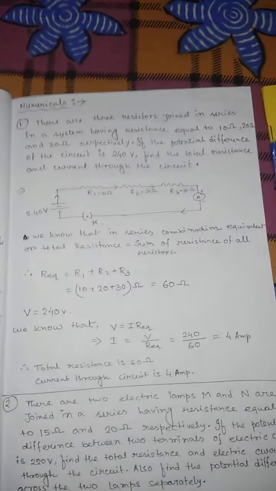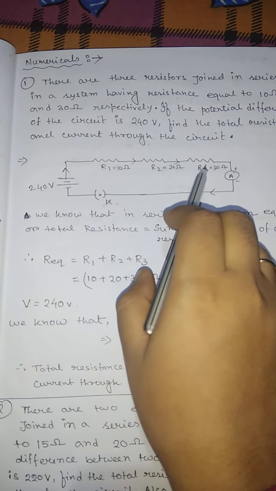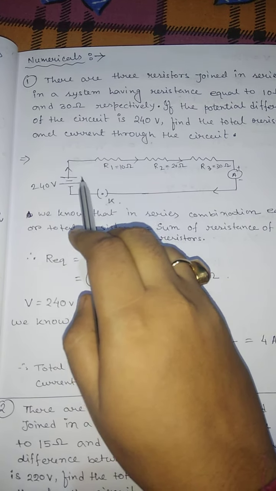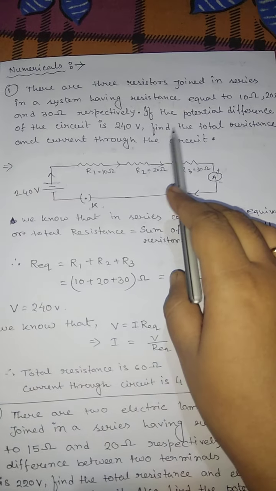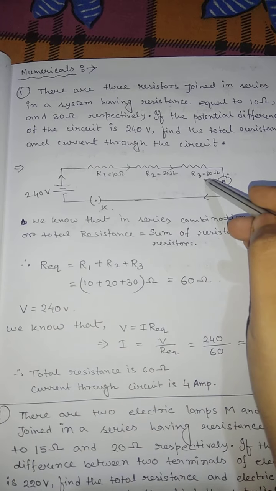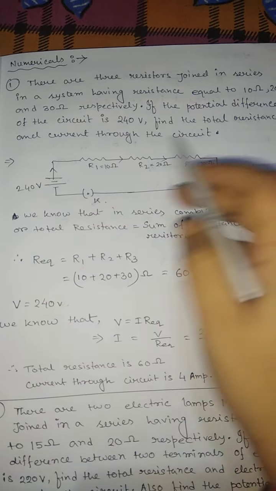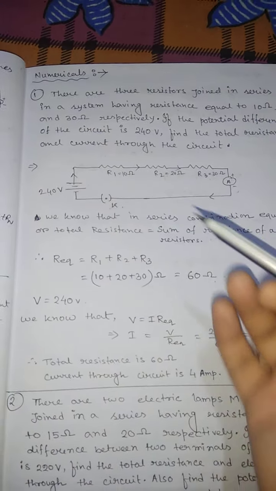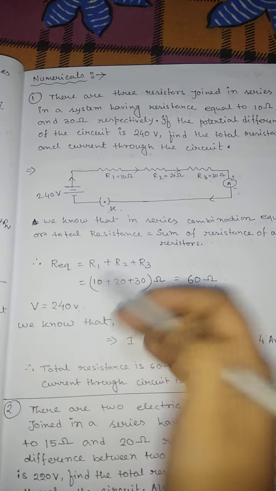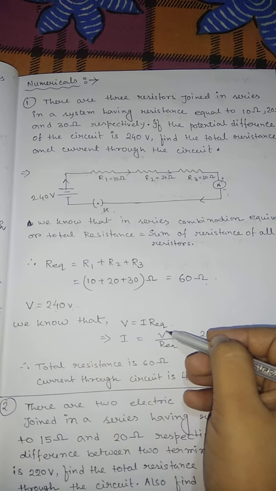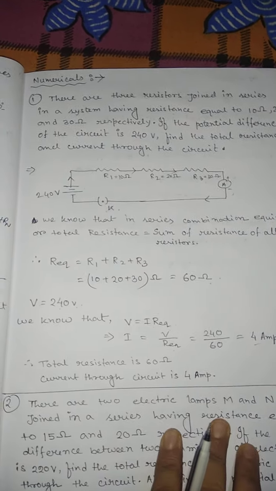Now let's talk about some numericals. Here three resistances R1, R2 and R3 are connected in series with a 240 volt source, with a key, switch and ammeter. Here we find the total resistance, that is series combination. So R equivalent equals R1 plus R2 plus R3. So we get 60 ohm. And the total current through the circuit: we have the total equivalent resistance, and V equals 240 volt. We know that V equals I into R, so I equals V by R equivalent. So we get 4 ampere. So this is the total resistance, and this is the total current.